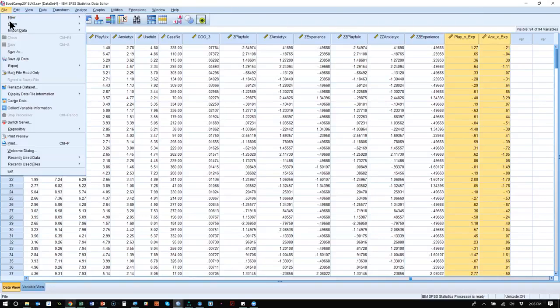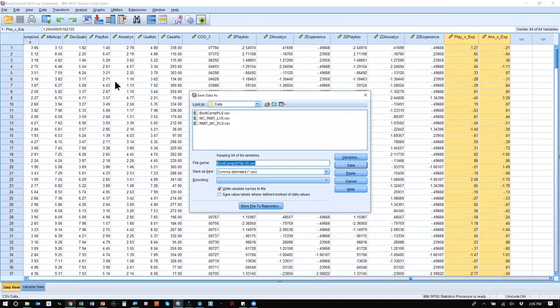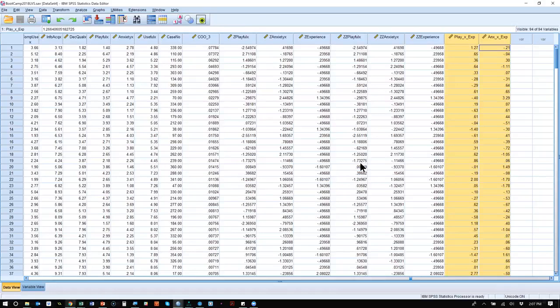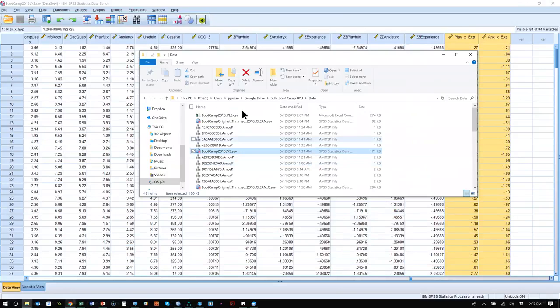Yeah. So File, Export, CSV, comma separated values. Click on that and write variable names to file. Yes. Save labels. No. What are we going to name it? It's going to be in the data folder, and I'll name it Bootcamp 2018 PLS. Save. So everybody should have access to that file, the CSV file, or you can create it yourself if you like. But it should be over here. Now here it is, Bootcamp 2018 PLS.csv.